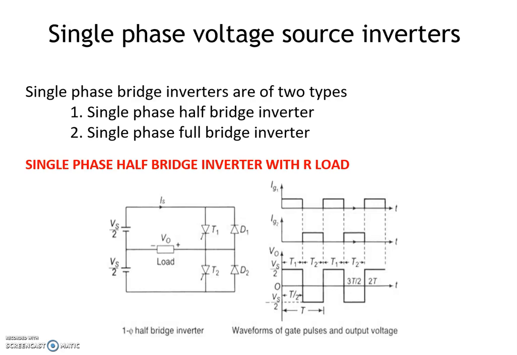From the output voltage waveform we can say that the load voltage is an alternating voltage waveform of amplitude Vs by 2 and a frequency of 1 by capital T Hertz. The frequency of the inverter output voltage can be changed by controlling the time period capital T. This is about the single phase half bridge inverter with the resistive load.